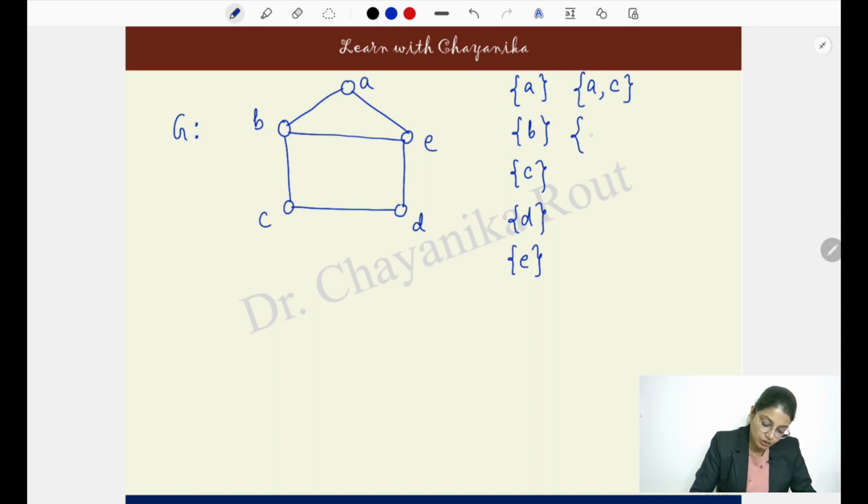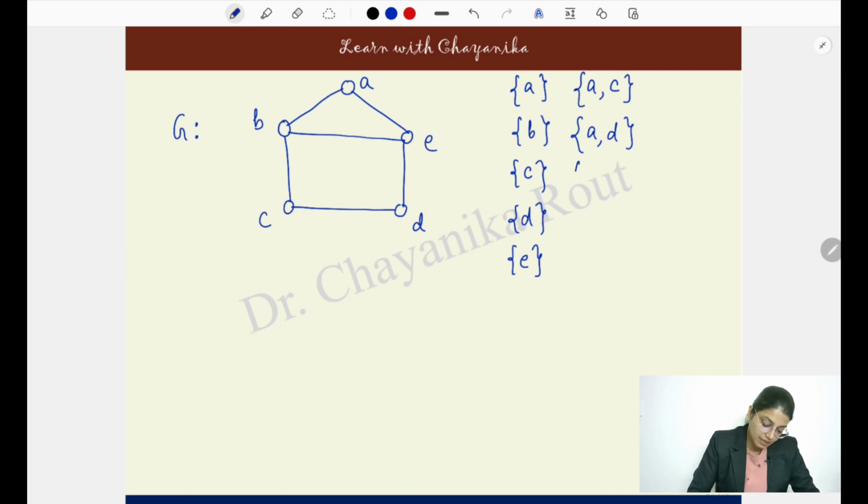Similarly, from A I can also extend it further to include D. AD is an independent set. Can I write AB as an independent set? Answer is no, because A and B are adjacent in the graph, but we are searching for non-adjacencies when we are dealing with independent sets. So A can be extended to AC or AD.